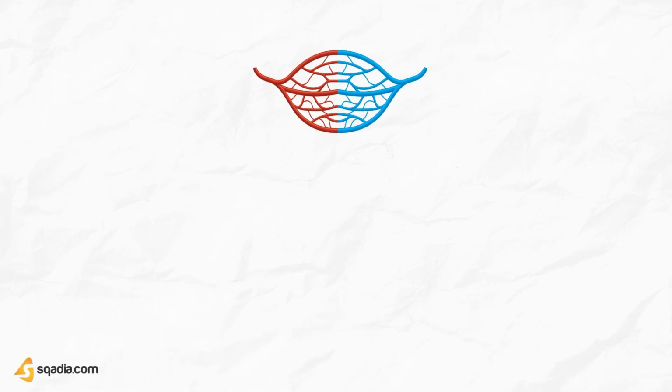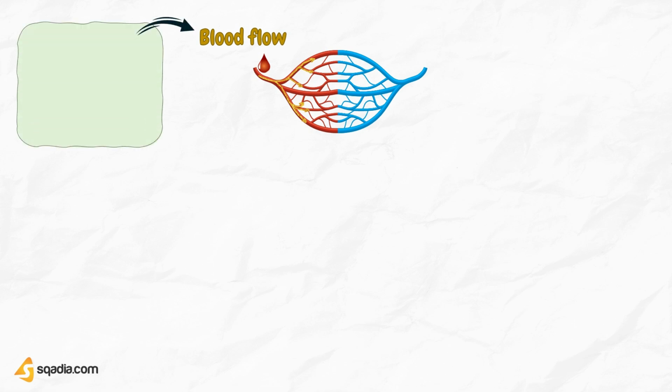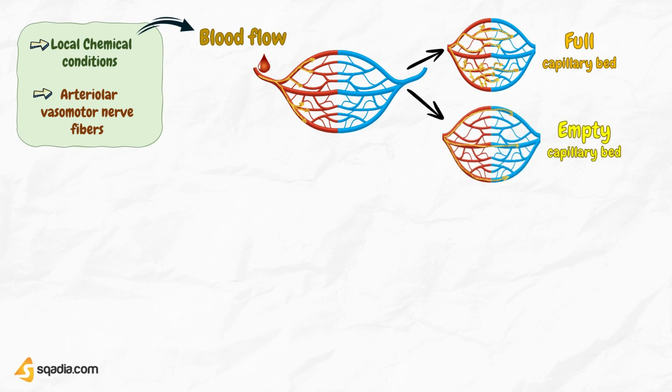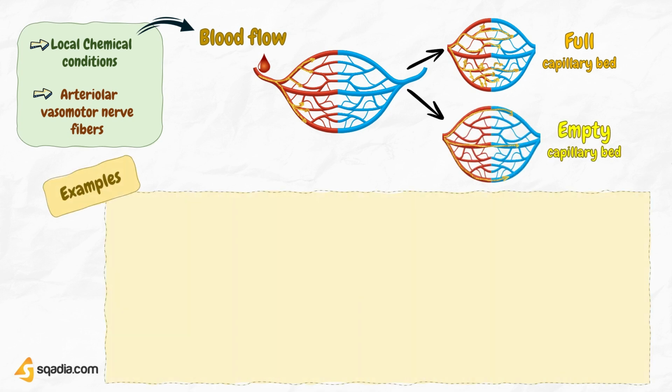Here, this amount of blood that enters a capillary bed through terminal arteriole is regulated by local chemical conditions, as well as arteriolar vasomotor nerve fibers. Based on body or body region conditions, a capillary bed may be nearly full with blood or bypassed almost totally. An example of such differing conditions involves eating.